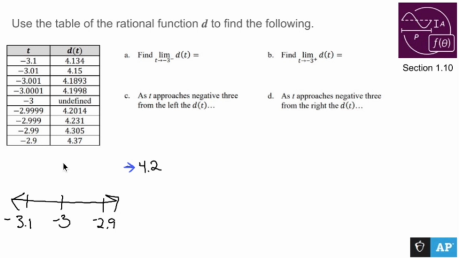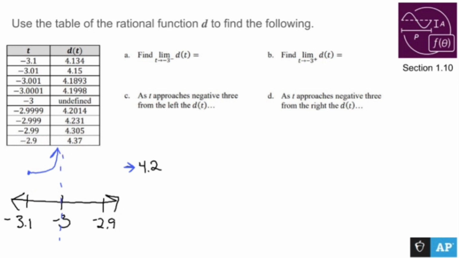Now, why would I hit undefined at -3? Because it's a vertical asymptote. So what's going to happen is I'm going to hover a little bit below 4.2, get bigger, bigger, bigger, bigger, bigger, and then shoot up like that. Okay, that's what happens at asymptotes.